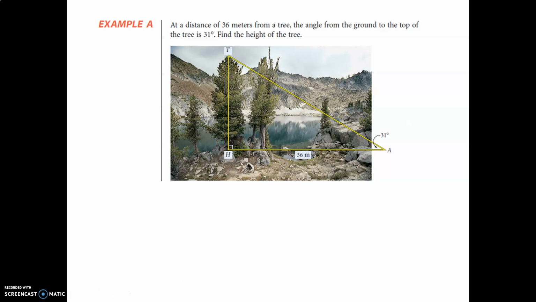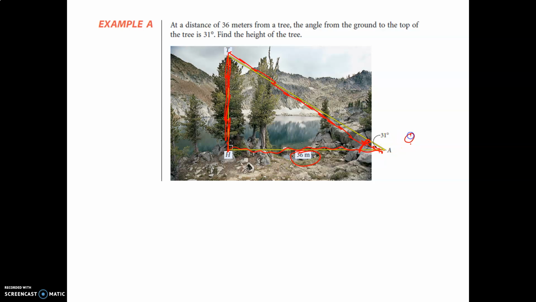At a distance of 36 meters from a tree, so here's the 36 meters, here's the tree standing, so this is 36 meters from the tree. The angle from the ground to the top of the tree, right there, is 31 degrees. Find the height of the tree.